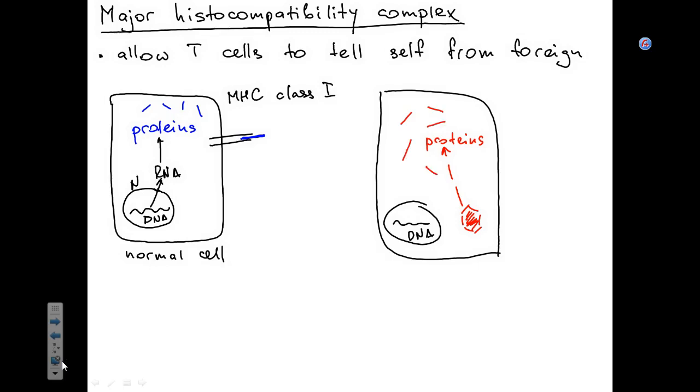And your MHC class 1 will present them on the surface. Does it make sense? So if I'm infected, instead of a normal antigen, I present some kind of foreign antigen, which signals to the immune system, I am not self anymore. I'm infected. I'm cancer. Something is wrong with me. Kill me. Does that make sense? That's literally a signal for kill me.